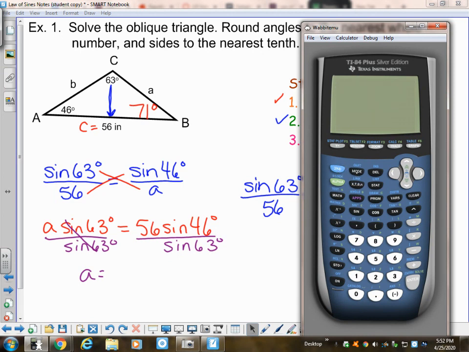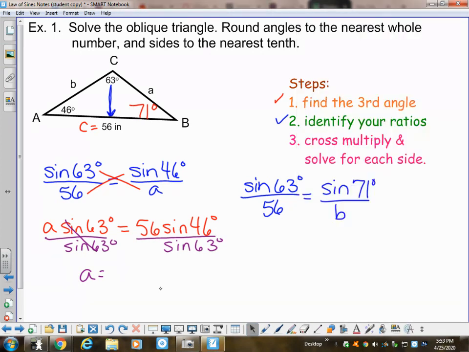All right, I'm going to set that fraction up just the way it looks there. So I'm going to do alpha y equals, pick that first one. Now 56 sine of 46 divided by sine of 63. Hit enter. Since this is a side, round to 1 decimal spot, nearest a tenth, 45.21, so it's going to be 45.2. All right, so I've got one of my sides.